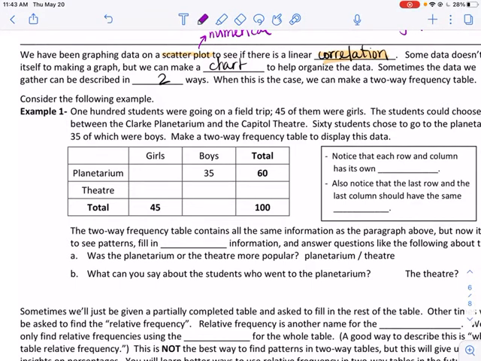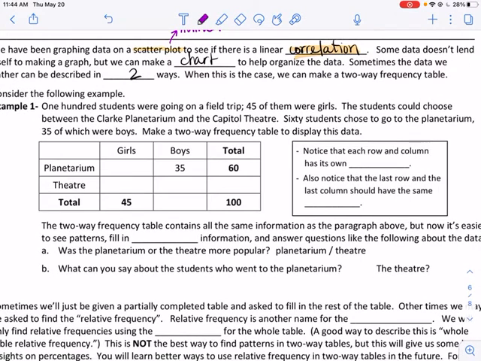Here are a couple things that you should notice. Notice that each row and column has its own total. So we'll have a total number of boys, of girls, of children who went to the theater, and of children who went to the planetarium. You should also notice that the last row and the last column should have the total. So all of the numbers should add up to equal 100. So this is kind of nice because everything's going to add up together.